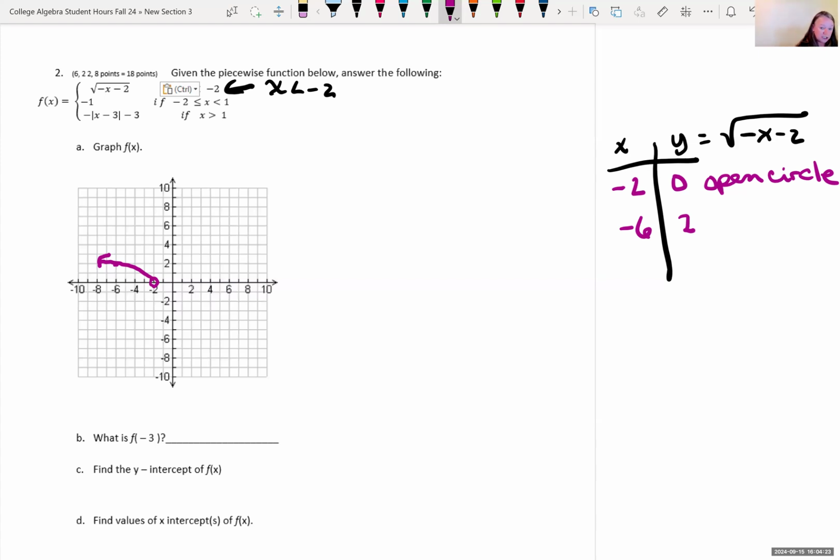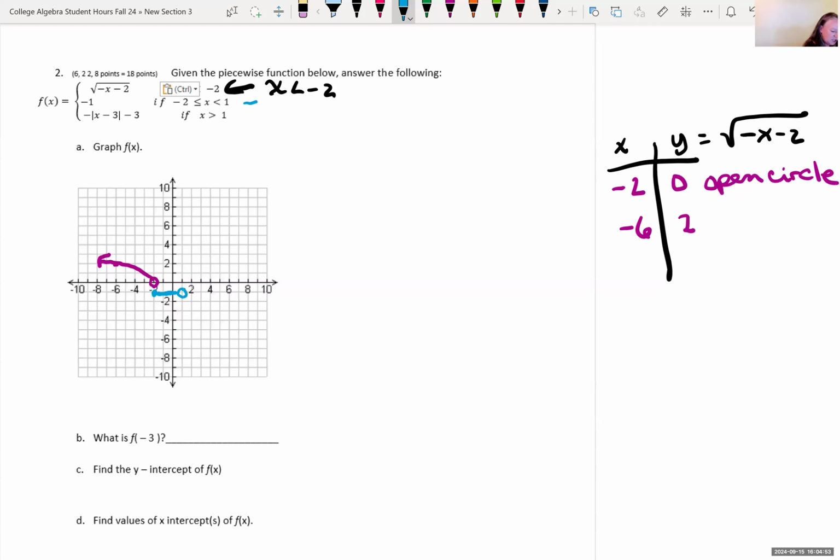Looking at the second equation, f of x equals negative 1. So I know that's the same thing as y equals negative 1. That's going to be a horizontal line between negative 2 and 1. At x equals negative 2, I have negative 1, so that is going to be solid. And at x equals 1, it's not included, so that's going to be an open circle.